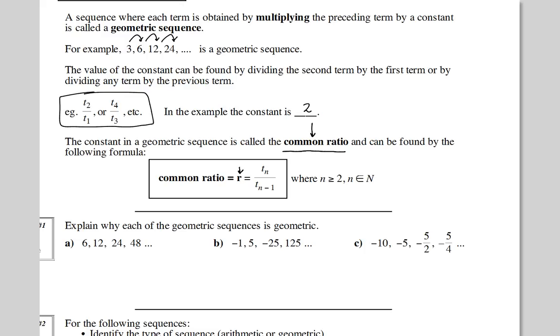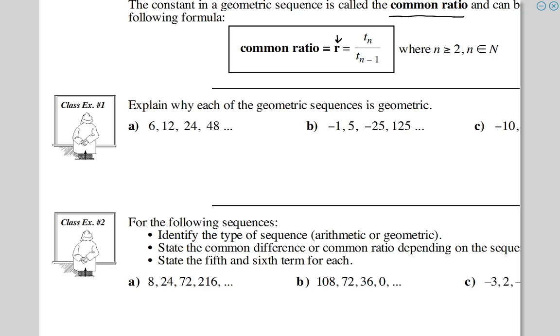So let's take a look at some of these examples. Explain why each is geometric. So 12 divided by 6, it would have to be the same as any term divided by the previous term, 24 divided by 12, and it would have to be the same as 48 divided by 24. And in all these situations, it is 2, right? So in this case, R is 2. You can see that the next term is gotten by multiplying by 2.